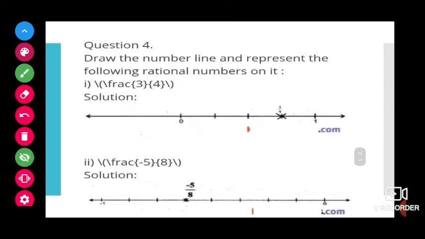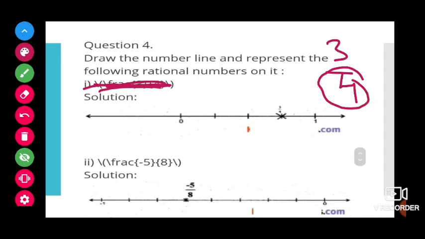Next one. Draw the number line and represent the following rational numbers on it. Here they are giving the first one, don't get confused, as a fraction 3 by 4, a little technical error. So we have to represent 3 by 4 on the number line. This is the example I explained for you. 3 by 4 means the denominator 4 is there, so each and every unit should be divided into 4 units.